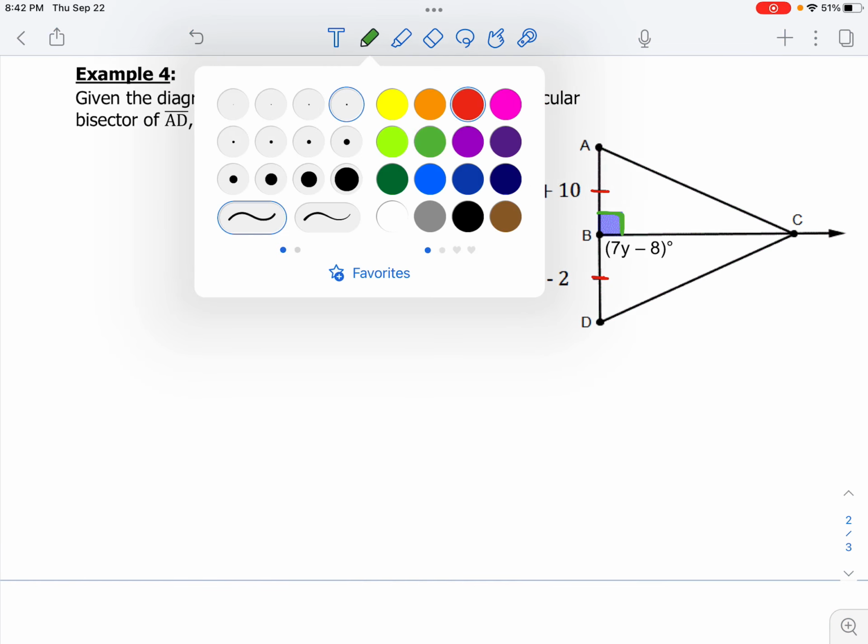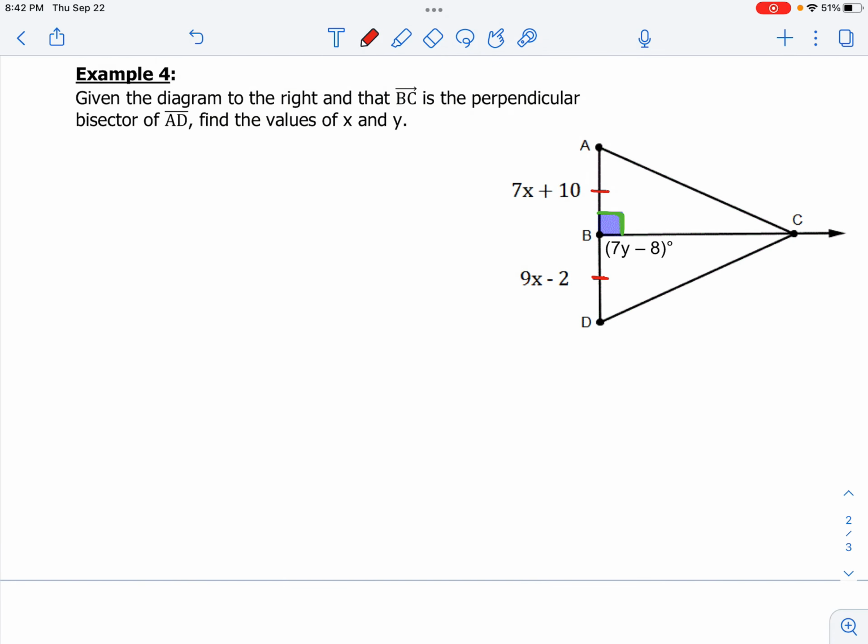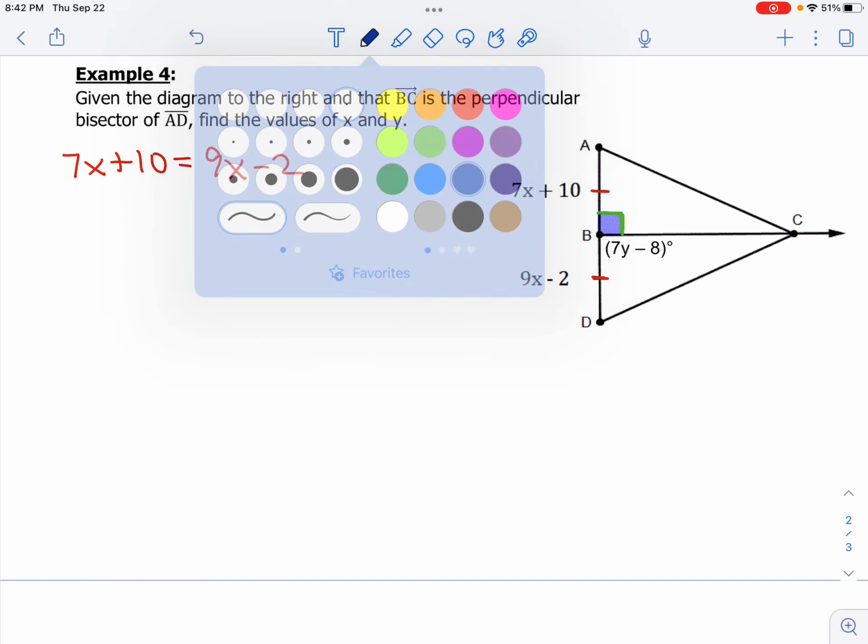It doesn't matter what part you choose to do first. We're going to find x and y. Based on our tick marks, we know that 7x plus 10 has to be equal to 9x minus 2. I encourage you to pause the video there and try the algebra on your own first, and then press play when you're ready to check your work.